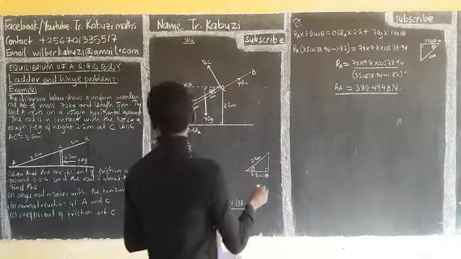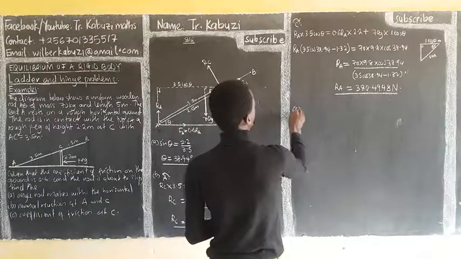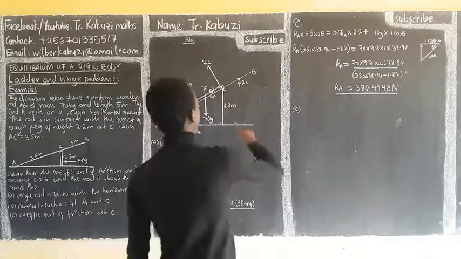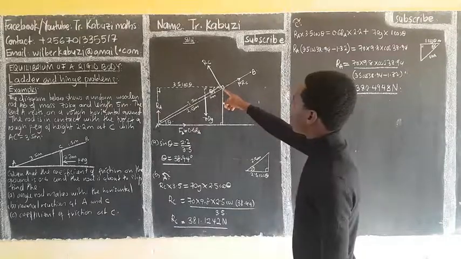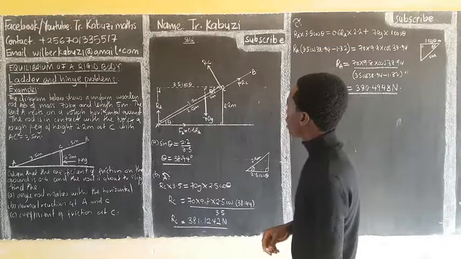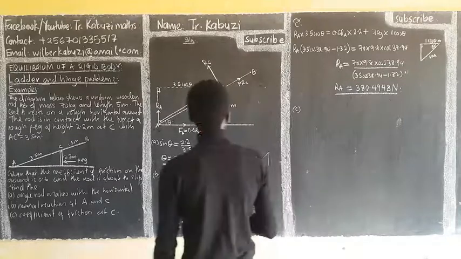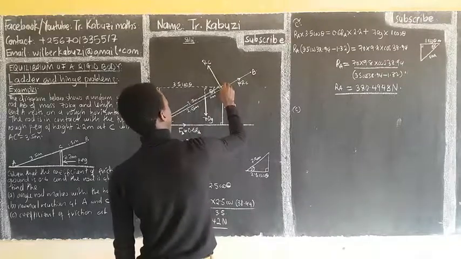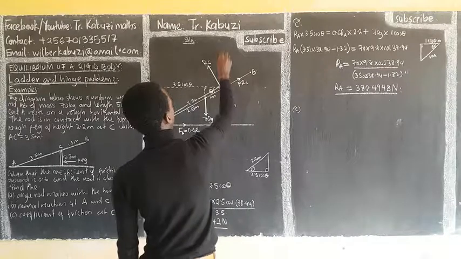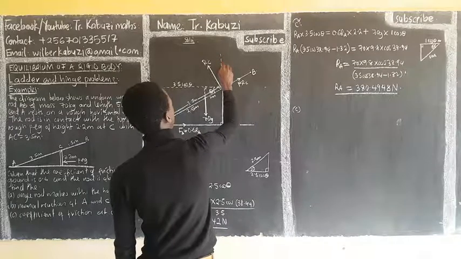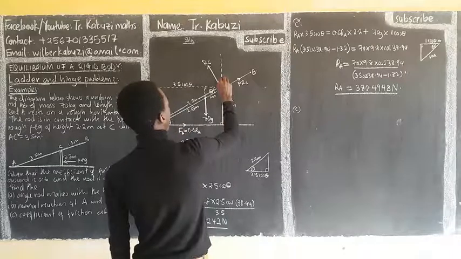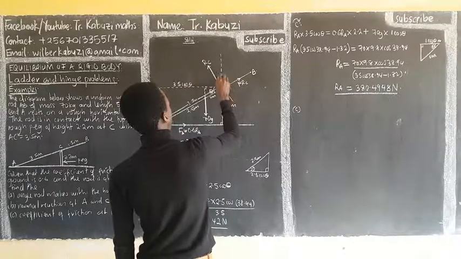So after having that, let me come to part C, where they want me to get the coefficient of friction at C. Now, to get the coefficient of friction at C, it means that we need to resolve this force here, this friction here. We are going to resolve this into the vertical and then the horizontal component. If I redraw this one here, this angle here is going to be theta.